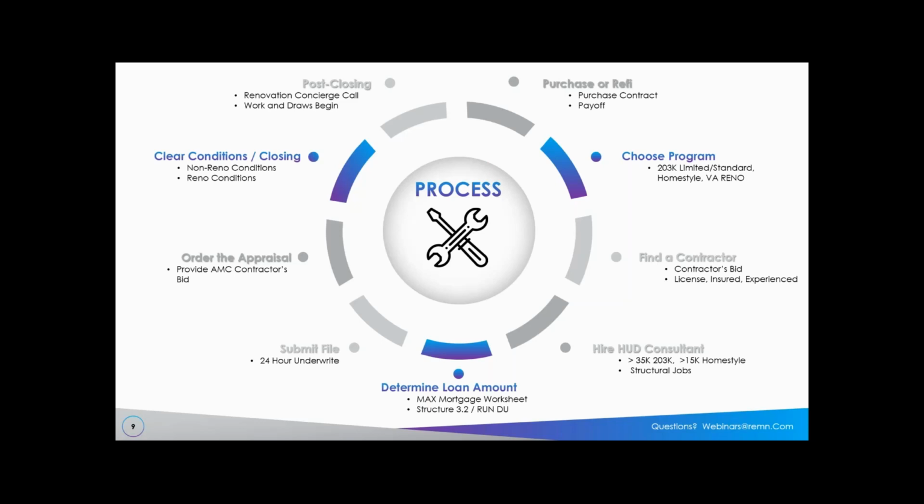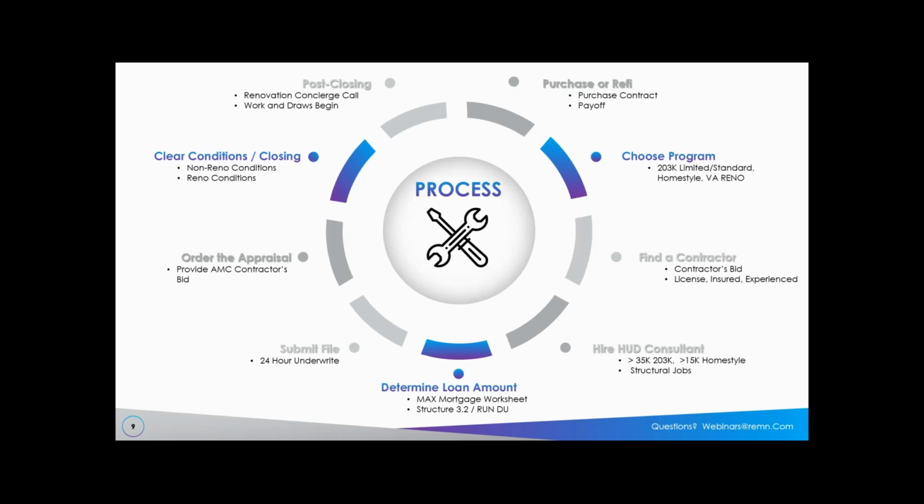Refis might be a little bit longer, but still, we can close these loans in 45 to 60 days. And for your first reno loan, you should be pitching to your agents 60 days on a closing. We can do them in 45. Definitely don't do it in 30 on your first one.